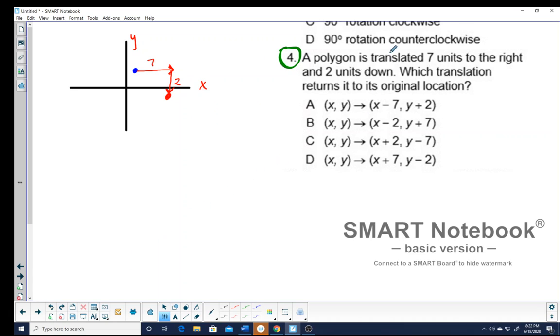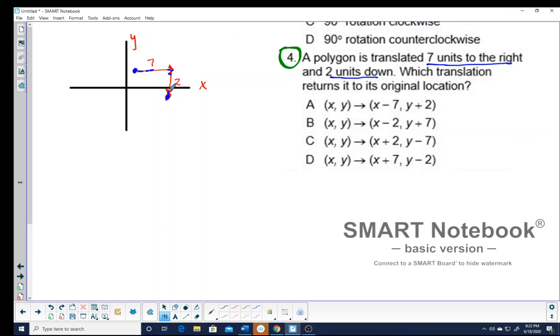And then on 4, a polygon is translated 7 units to the right and 2 units down. Which translation returns it to its original location? So that means after you translated it, what would you have to do to take it back to where it started? So if you start here, and if you go 7 to the right, it would be here, and then 2 units down, it would be here. Now they're asking, what do you have to do to go back to the original position? So now you need to be thinking, what do you have to do to get from here back to here? So it's just working backwards.